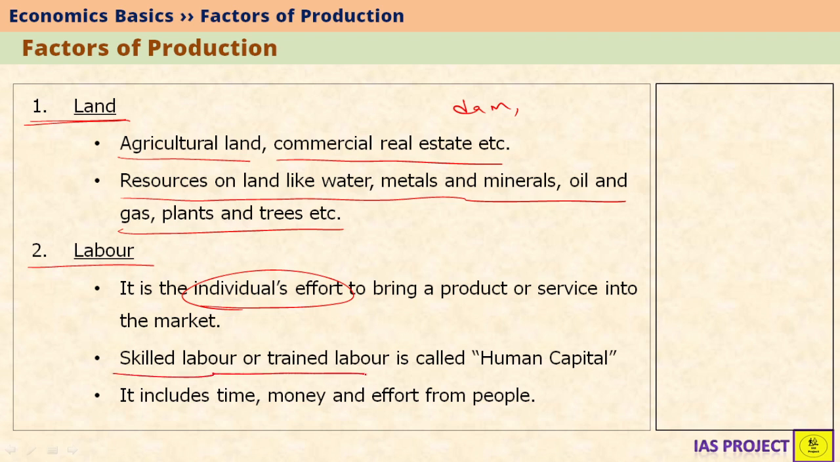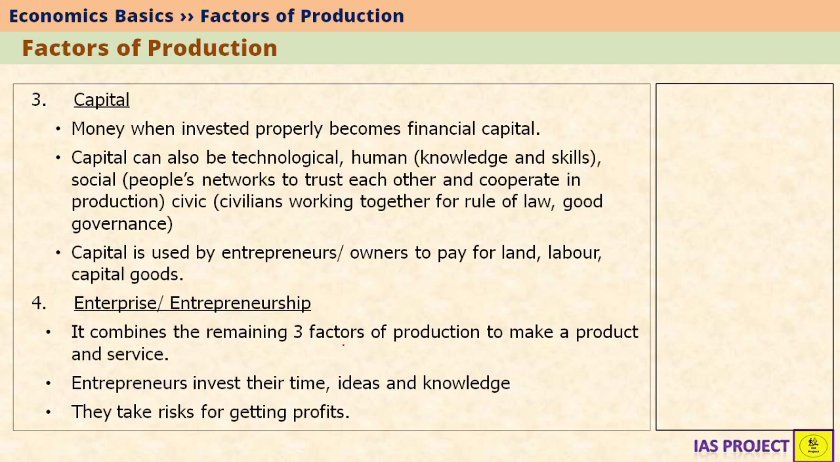Skilled labor or trained labor is also called human capital. Labor includes the time, money and effort that are spent by the people in order to bring the goods and services into the market. The third factor of production and the most important factor of production from the perspective of developing countries is capital. So developing countries have land as well as labor in enormous quantity. However, they do not have capital. Let's see what capital is.